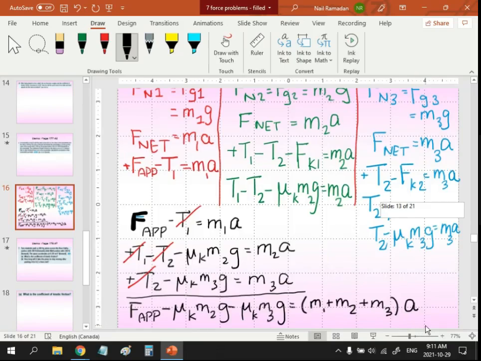So my question to you is now, listen up. How would you calculate the tension in the two ropes after you calculated acceleration?